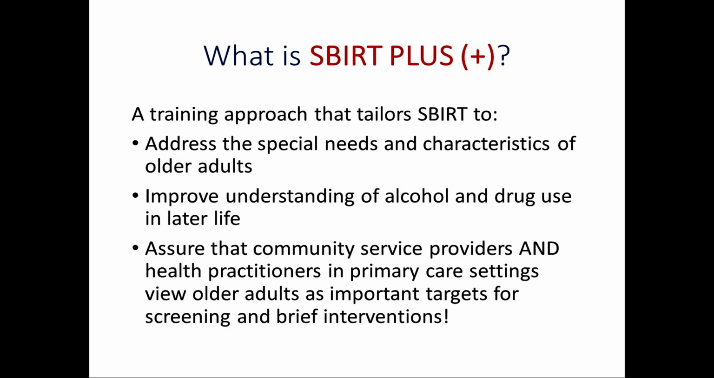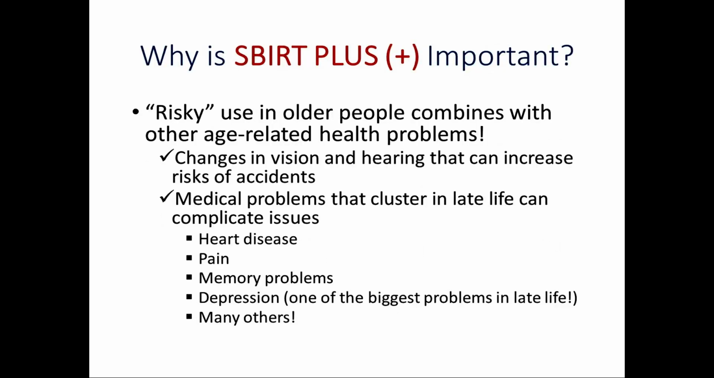But let's start by briefly reviewing what SBIRT Plus is and why it's important to understand and use in diverse practice settings. A primary reason to tailor the SBIRT program to older adults is to help health and care providers understand the risks of alcohol and drug use in later life. The common perception that older adults don't drink or use drugs can get in the way of reducing risky behaviors. The big consideration is that alcohol and drug use in older adults often combines with other age-related problems, normal or universal aging changes that occur in nearly everyone, like vision and hearing, and the onset of medical problems that tend to cluster in later life. Both sets of issues can complicate, and be complicated by, substance use.